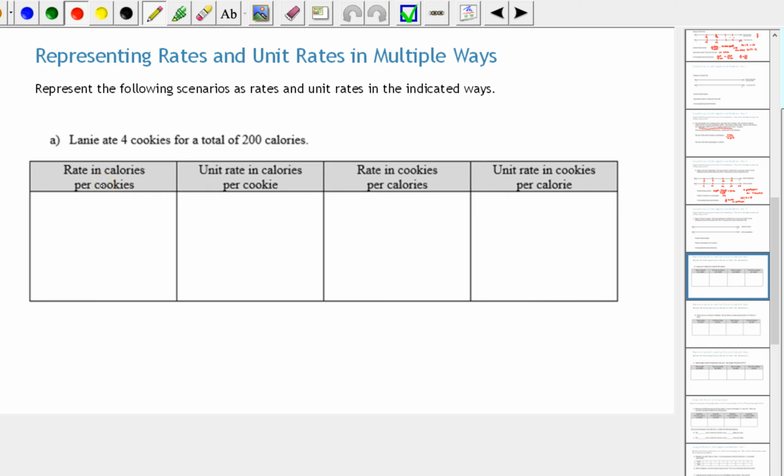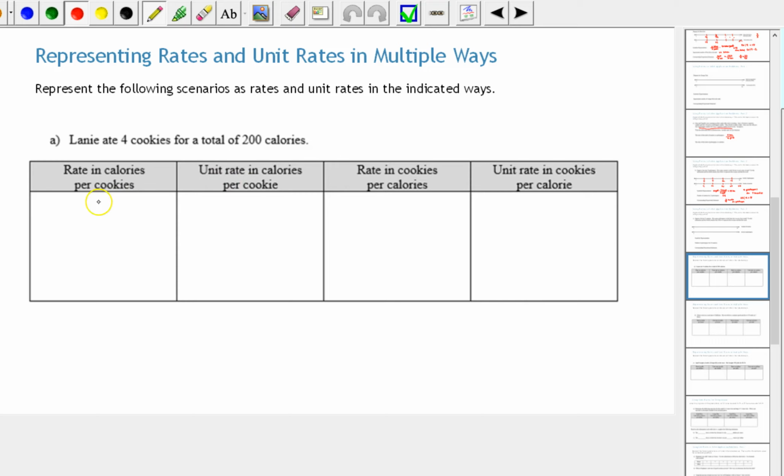So again, we're going to have them here, calories per cookie, cookies per calorie. We have them do this in both directions. And again, the reasoning is to show them that the rates in this case will be reciprocals. We're also going to look at unit rates, and to start off, even though in most of the problems we're going to use decimals, here I'm always going to use fractions just so they can see that reciprocal relationship.